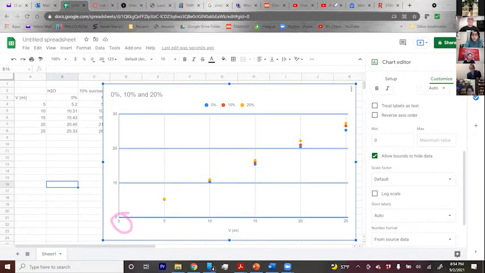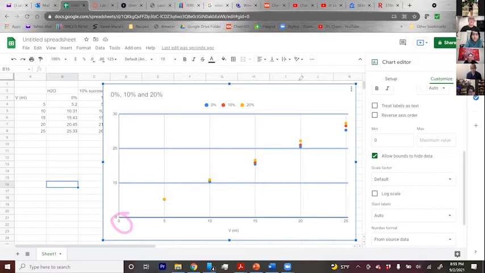Also notice that these points are pretty close together, which makes sense because there's not going to be a whole lot of difference in density between 10% sucrose and 20% sucrose. It's not going to be a massive difference. So the next thing I want to do is draw a straight line through my data.